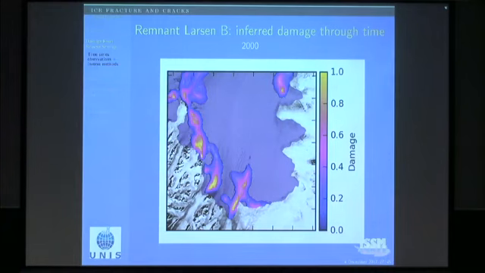So then what I did was I went and inverted for this damage parameter for these different years where we had good velocity coverage over the ice shelf to see how the damage changed through time. So in 2000 here, for this portion of the ice shelf, this is when the full ice shelf was still in place. You had mainly some sort of shear margins that were weakening, associated with these tributary glaciers coming down from the mountains.